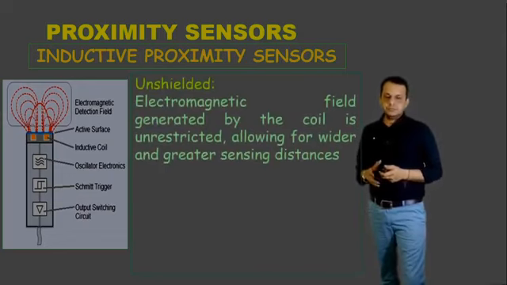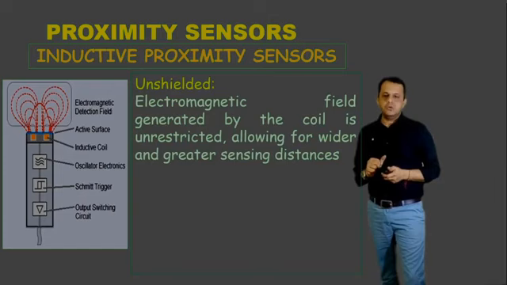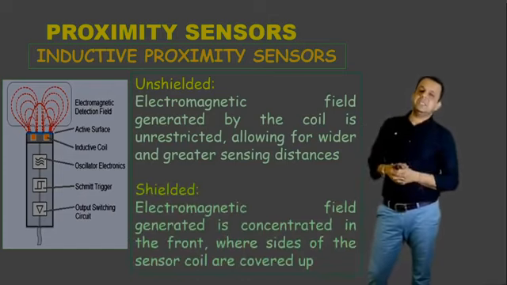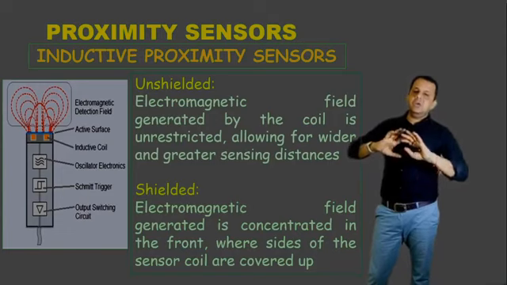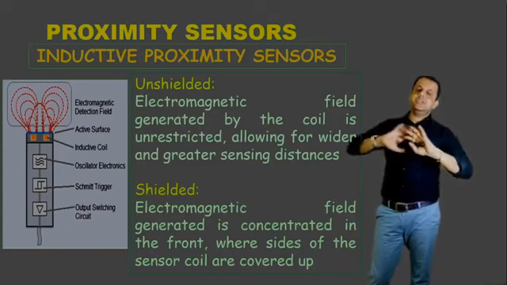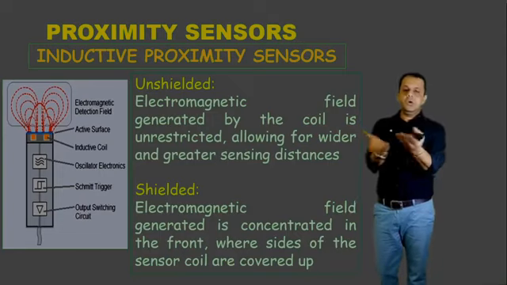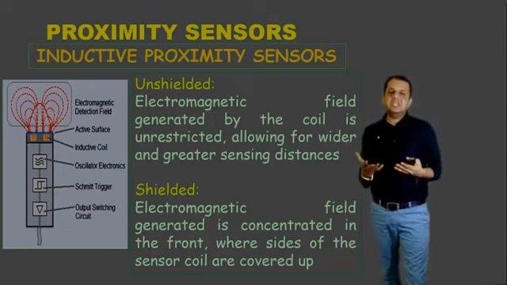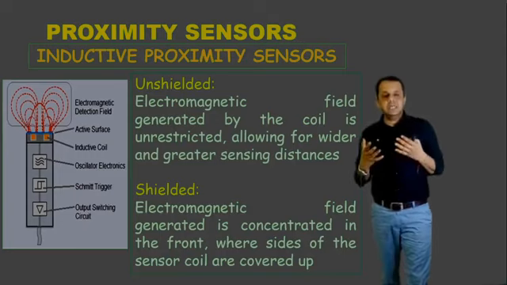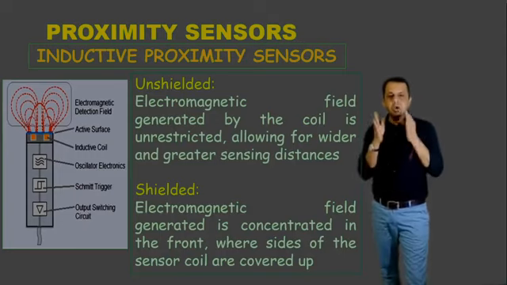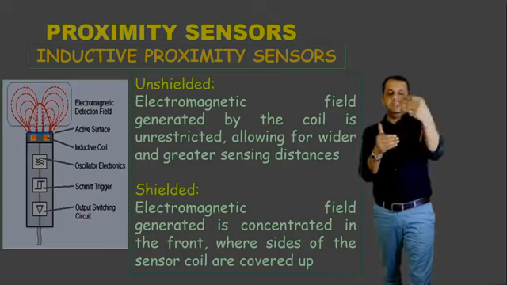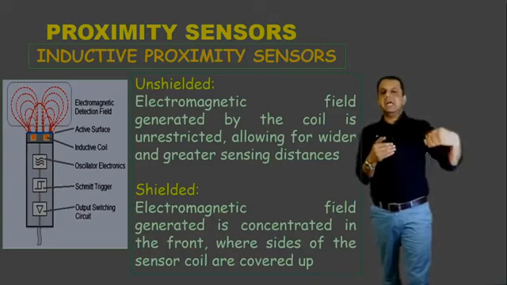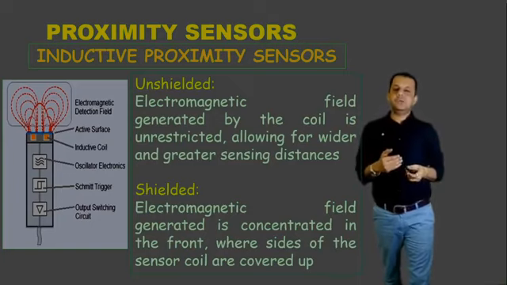Basically, there are two types of inductive proximity sensor. One is shielded, the other is unshielded. Unshielded means it will have no restriction. It will detect from all four sides. And in the shielded inductive proximity sensor, only front sensing: when the object comes in front of the face, it will detect. I mean, the sides or other dimensions will not be covered.